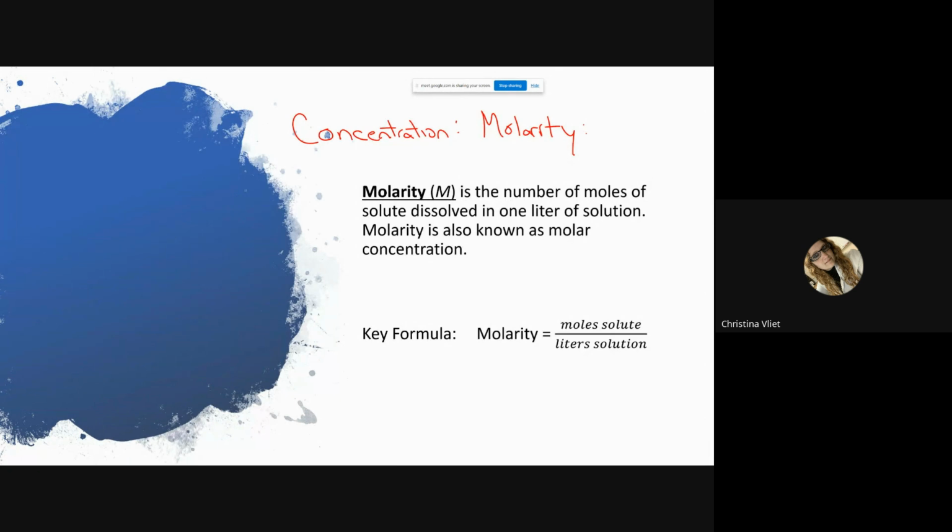I know you're going to be so happy about this. The abbreviation for molarity is capital M. Do we use M for anything else in this class? No, we never use M for moles. We use MOL for moles, if you'll recall, because we use M for molarity. But what else do we use M for?